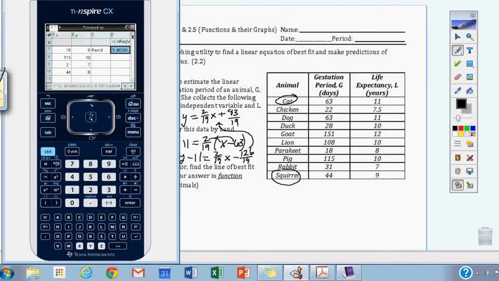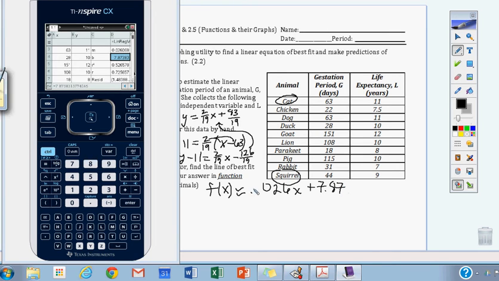And then it did it. So if we scroll up right now, you should be able to see that you have your M and you have your B. So now we just put it in function notation. So f of x is approximately, I think to 3 decimals is what's been asked. 0.026x, and then our y-intercept is right here, so plus 7.87. Okay? And then we're asked on this one to interpret the slope.